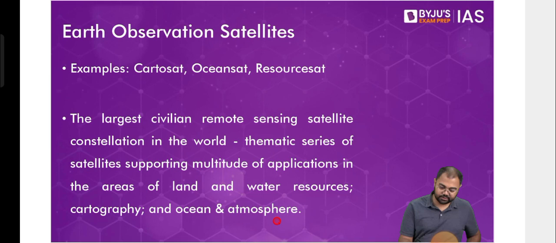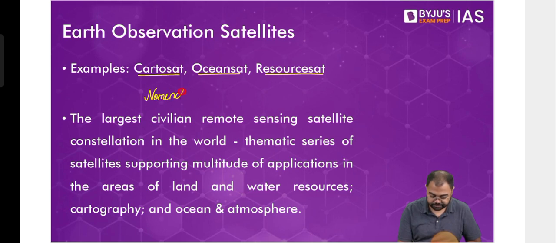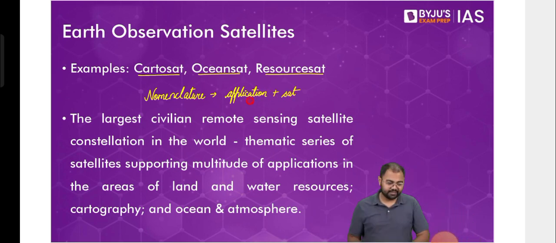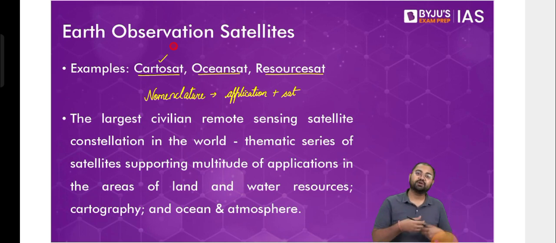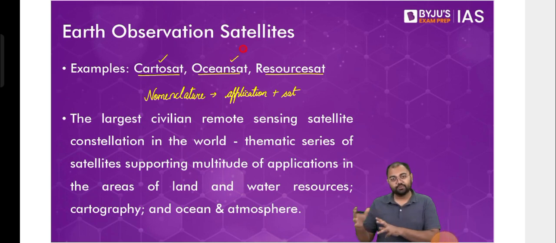Now, when you look at the examples of Earth observation satellites, we have Cartosat, OceanSat, ResourceSat, ReSat, MineralSat. There are all these. So, if you understand the basic nomenclature, the naming of the satellite is basically the application plus sat. This is a basic way in which we name our satellites. For example, the satellites which are supposed to be for cartography, meaning mapping basically, the cartography satellite has been called Cartosat. For ocean resource, OceanSat. For resource monitoring, ResourceSat, and so on.